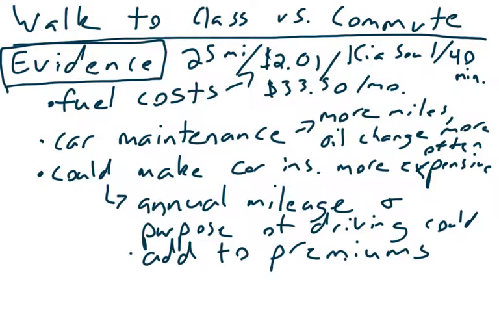But then also think about car maintenance. The more miles you put on your car, the more oil changes you're going to have. So you're going to have to get your oil changed more often, and you're going to be spending more money on that. It could even make your car insurance more expensive. Some insurance companies take your annual mileage into account, and sometimes they ask what the purpose of driving is. So that could even add to your premiums. Oh, you're driving 40 minutes every single day to go to class versus maybe once a week to drive to your college campus and live in your dorm. They're going to take that into account, and that could even make your premiums go up.